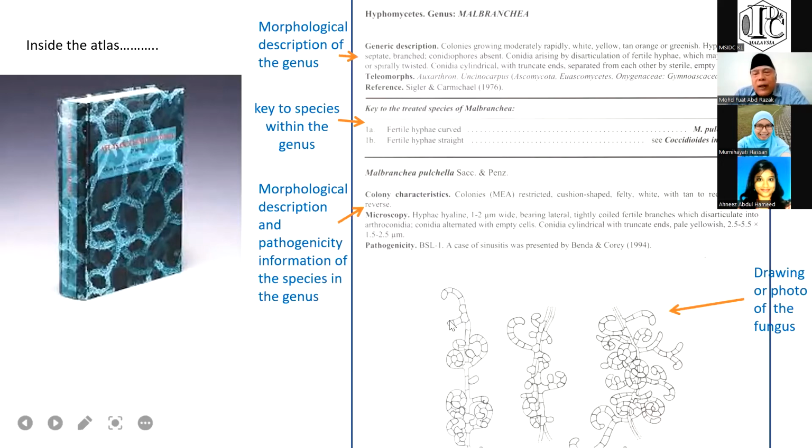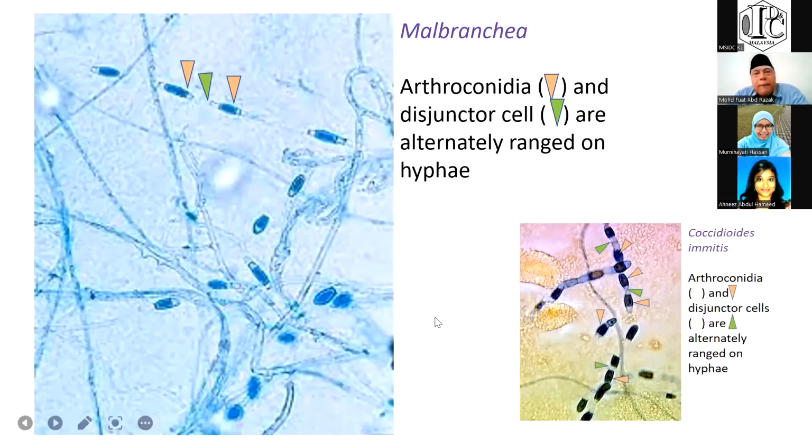Okay? So I think when they looked at the atlas, they probably missed another fungus which looks very similar to Coccidioides. This fungus is called Malbranchia. See, as in Coccidioides, Malbranchia also has arthroconidia and disjunctor cells in between two arthroconidia. So it looks very similar if you look at the photo. So you may think these are the same fungus, okay?